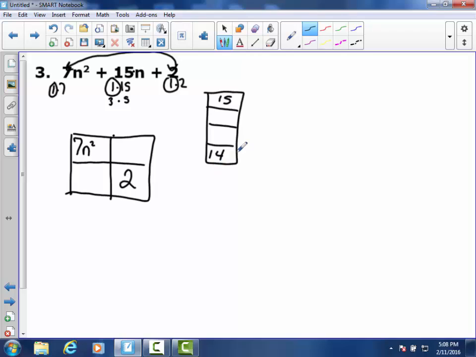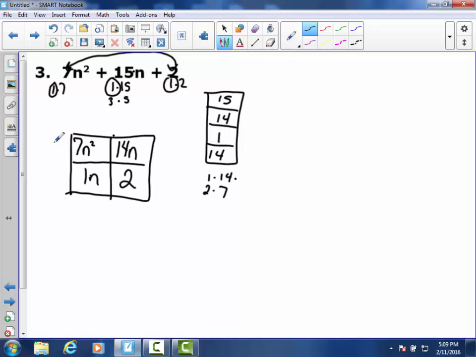Well, the only way we're going to get 14, right, is if we have 1 times 14 or 2 times 7. Okay, so when we add up, right, we're going to say 2 plus 7, that would not give me 15. 1 plus 14, however, would give me 15. So 1 and 14 here, which means I'm going to put 14 in here and 1 in there. Okay, because 14 plus 1 would give me the 15.